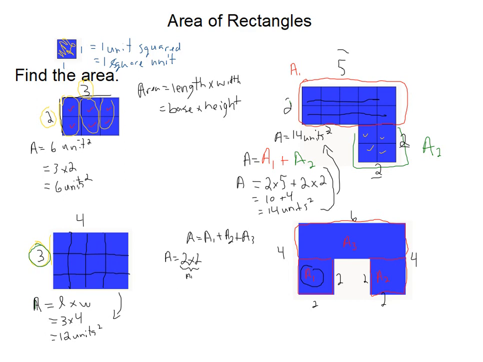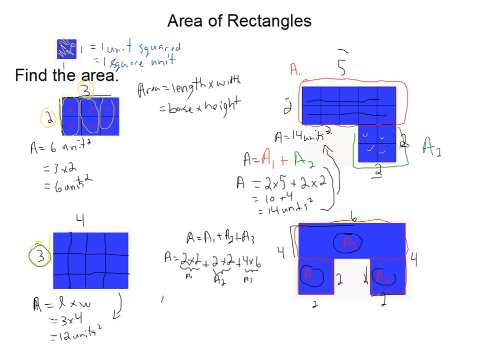Then I'm going to add A2 to that. So A2 is over here. Again, it's 2 units this way by 2 units this way. And then I need to add in area 3. A3 is this one right here. So it was 4 units by 6 units. So 4 times 6. And then you can go, oh sorry, I forgot to label this one. This is A3.